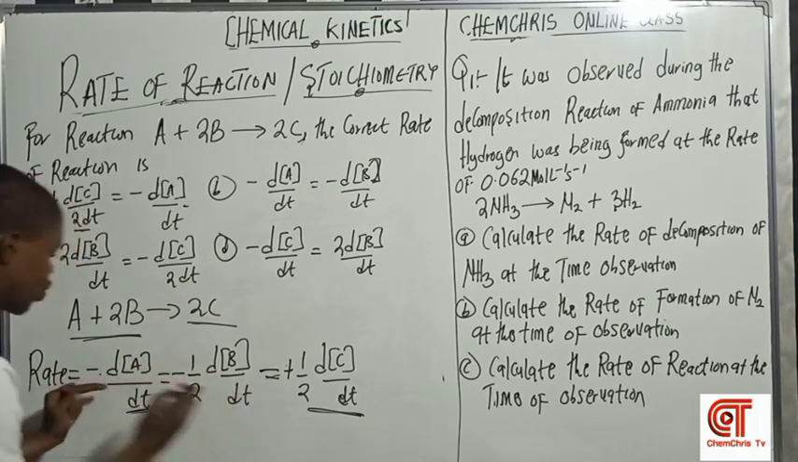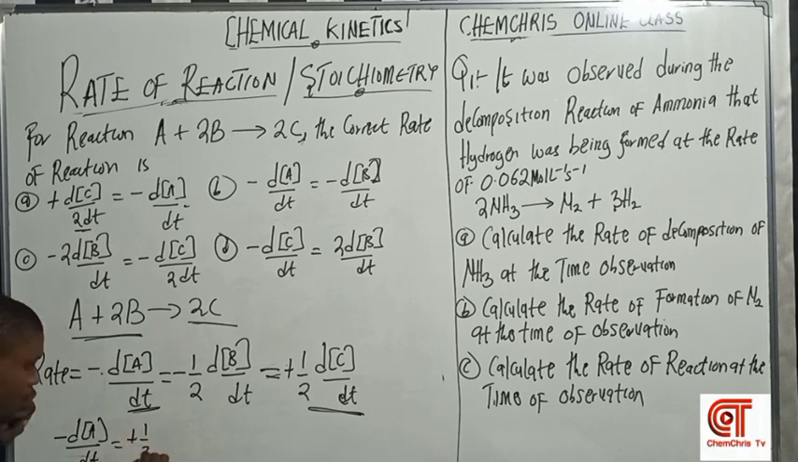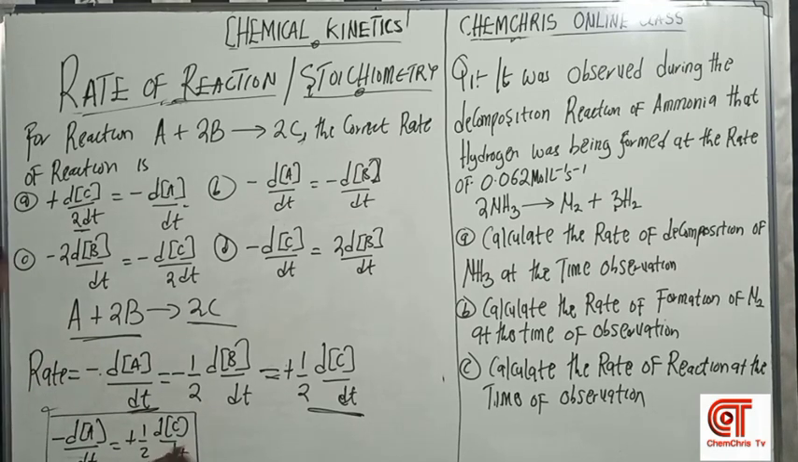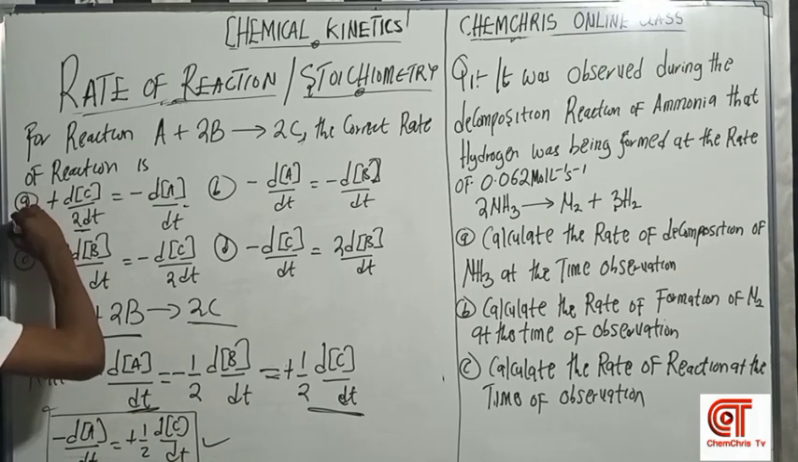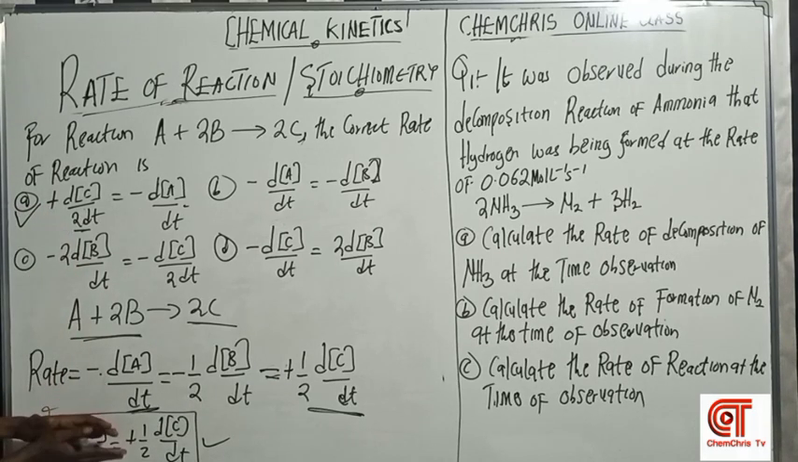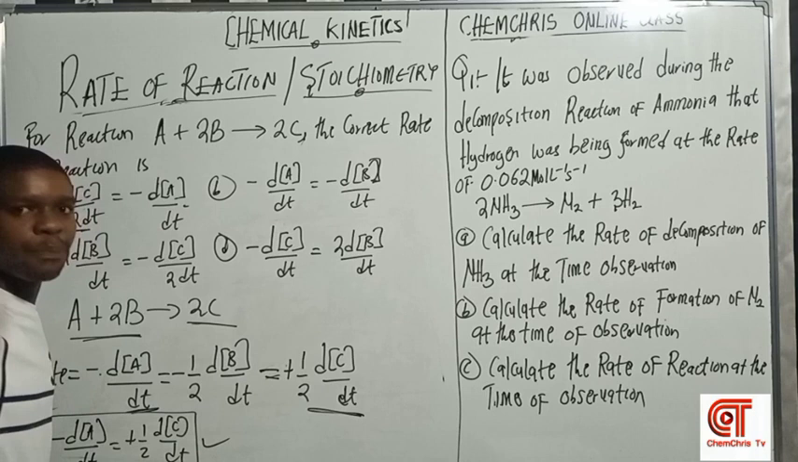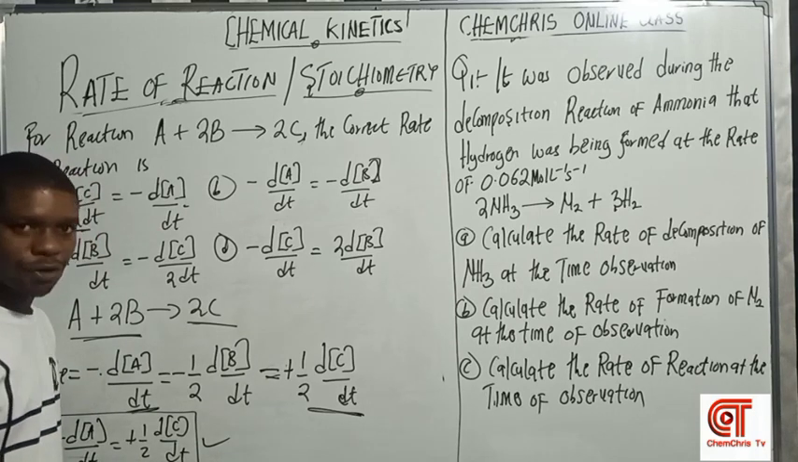So from here, you can equate these two. You can see that minus change in concentration of A over change in time equals plus 1 over 2 change in concentration of C over change in time, right? This one is correct. So this option is also correct, right? Good. So we have just confirmed this option here, and this one corresponds to one of these here, right? Hope you understand. Please, are you following? If you are following, please leave a comment that you are actually following.